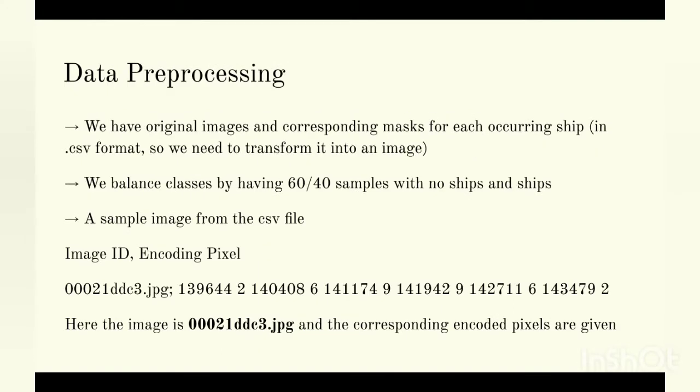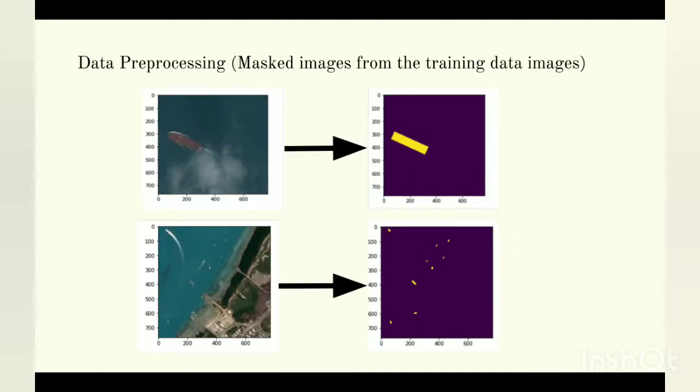Data pre-processing. We had the original images and the corresponding masks for each occurring ship. The mask was in an encoded format, so we needed to decode it into an image to be able to use it in our training. And we balanced the classes, with a ratio of 60:40 of samples having no ships to ships. Below we can see a sample image from the CSV file where the pixels are encoded, and you can see the unmasked version of the encoded pixels.